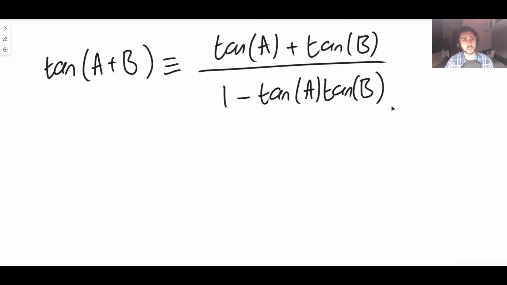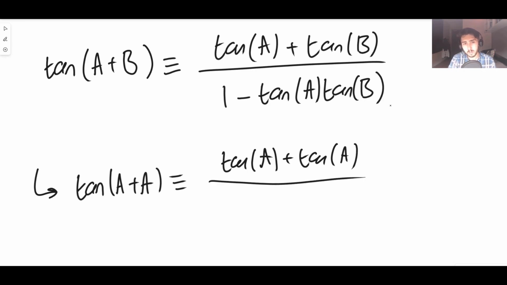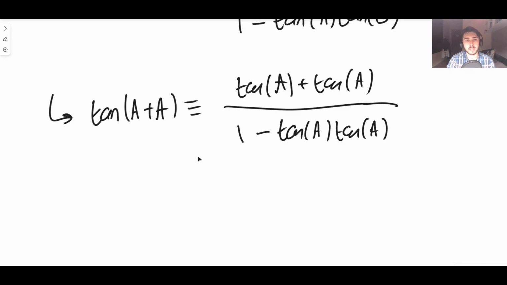Okay, this is the compound angle formula for tan. Just like before, we're going to replace the B with an A. We're going to say B is the same angle as A. That means that tan of A plus A is equal to tan A plus another tan A, over 1 minus tan A multiplied by tan A. Just like that. Bit of a mess there, but there it is.